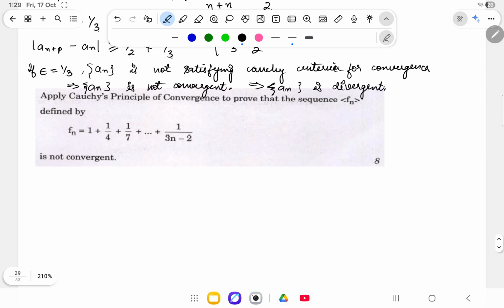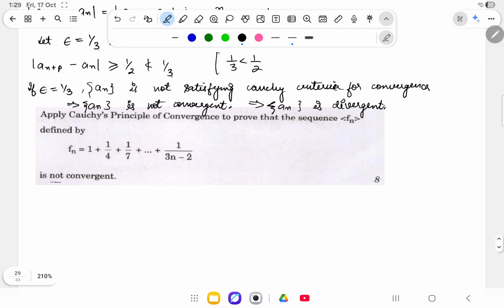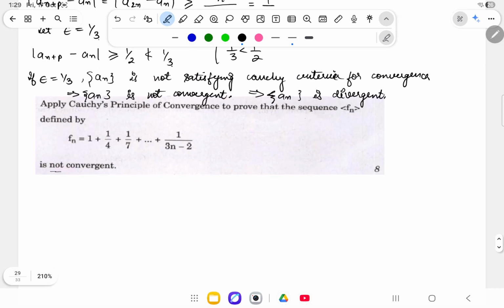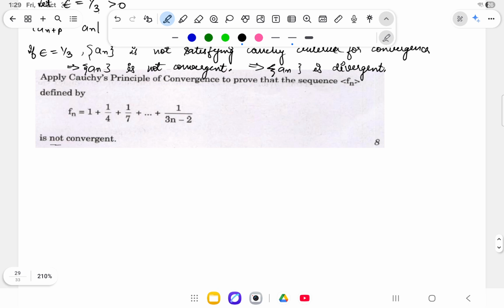So the next question says: apply Cauchy's principle of convergence to prove that the sequence f n defined by this is not convergent. If you observe, this question is similar to the previous question that we just discussed, so let's just use the Cauchy principle to show that the sequence is not convergent. So let's see, the given sequence f n is basically 1 plus 1 by 4 plus 1 by 7 up till 1 by 3n minus 2. Now let us assume that epsilon greater than 0 is given.